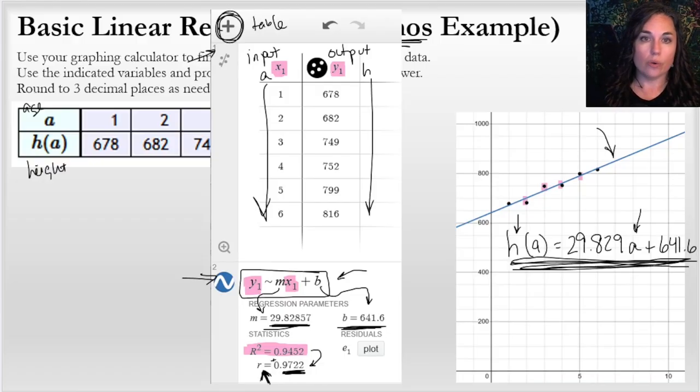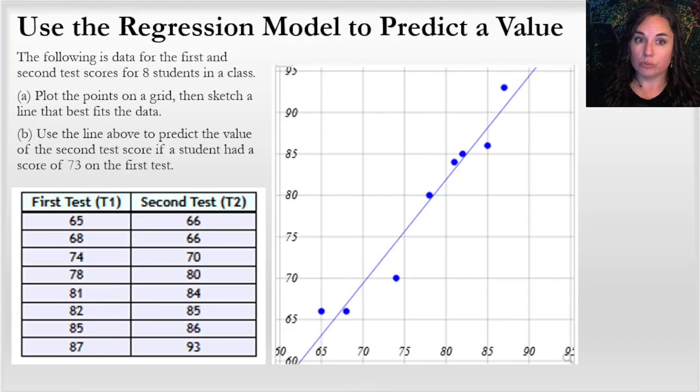I want to show you another example. We're just doing examples here. Use the regression model to predict a value. The following data is the first and second test scores for 8 students in a class. I'm going to tell you, based on what research I've done in education, the minimum value for students in a class to have it be statistically significant would be like 30, 35, 40 students. That's the minimum number where you're like, okay, I have enough people involved that I can rely on it. And that's a whole other study in statistics. But 8 students, it'll give a trend, but I wouldn't be confident about it.